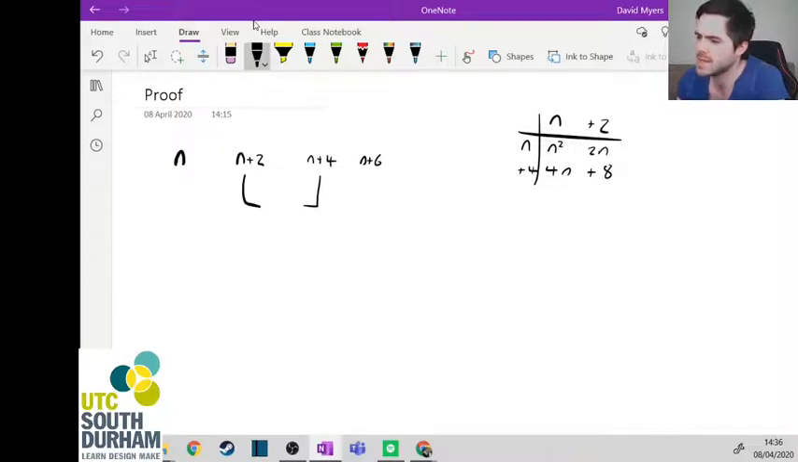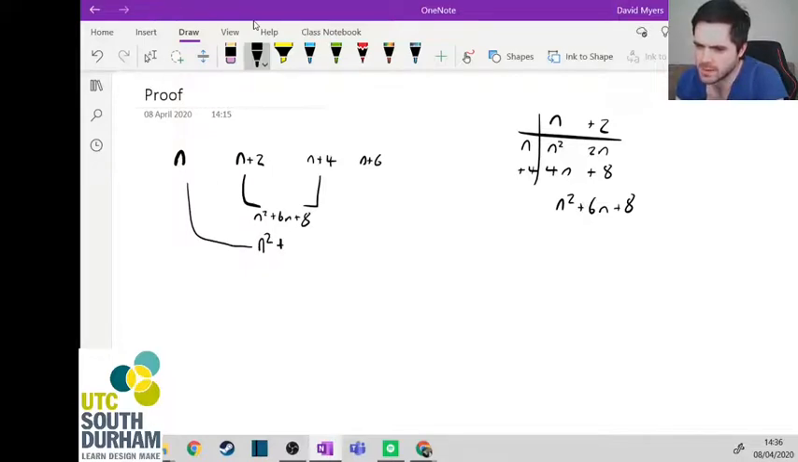What we've got here is n squared plus 2n plus 4n plus 8. That becomes n squared plus 6n plus 8. So we can throw that in here. N squared plus 6n plus 8. We now need to multiply these external numbers. N times n, that will give us n squared. N times 6, that will give us 6n as required.